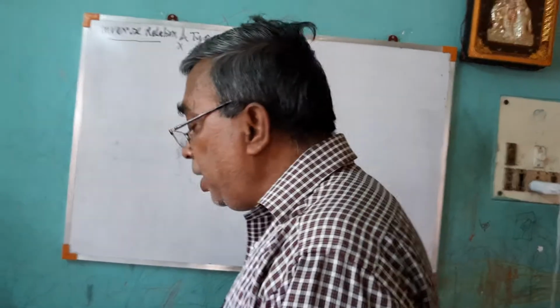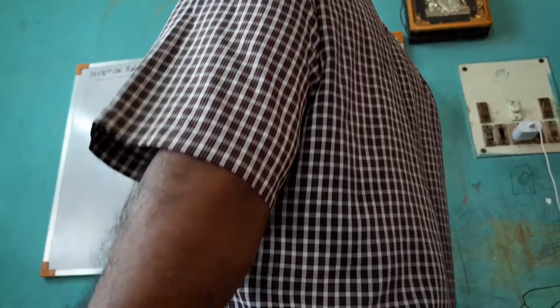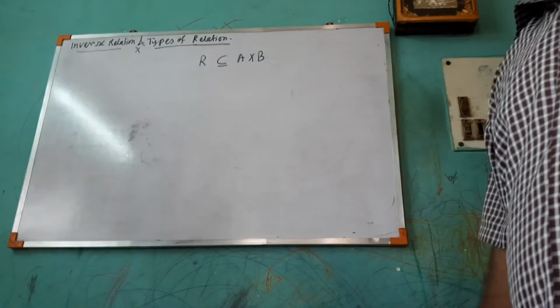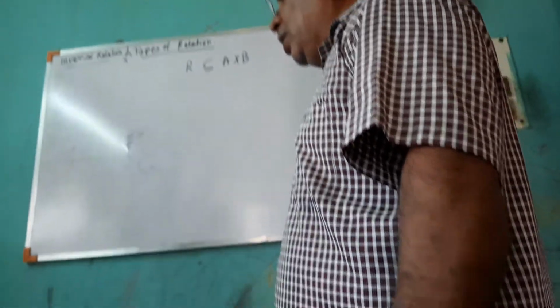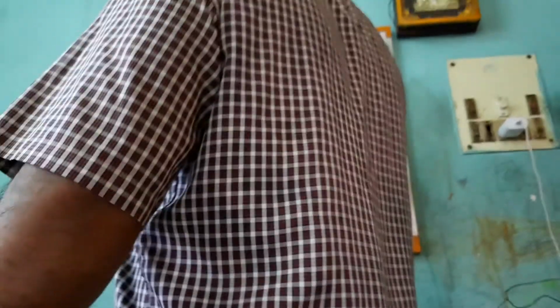So first is inverse relation. What is relation? I told in my previous lecture, relation is a subset of A cross B. A is a non-empty set, B is also a non-empty set. A cross B is the Cartesian product. So R is a relation which is a subset of A cross B. Now what is inverse relation? If R is a relation, then R inverse is a subset of B cross A. This is the inverse relation.